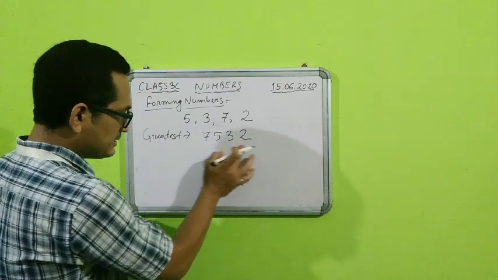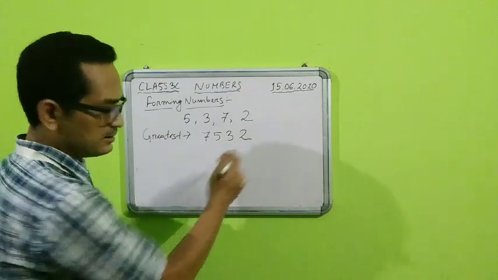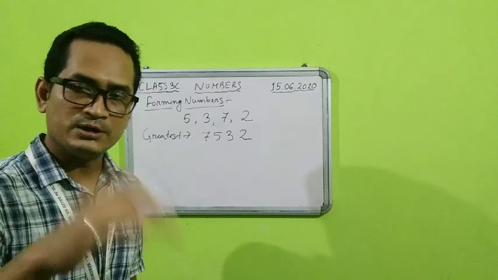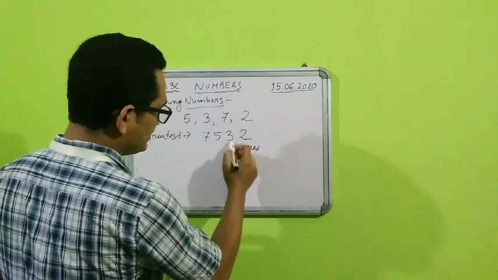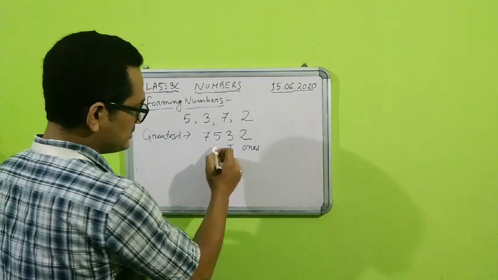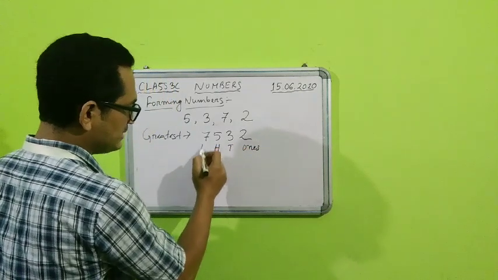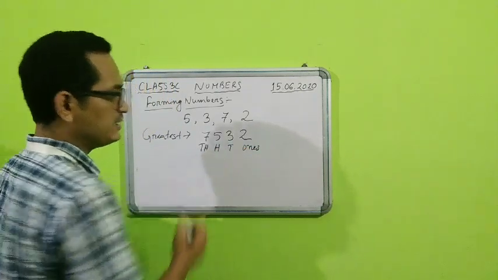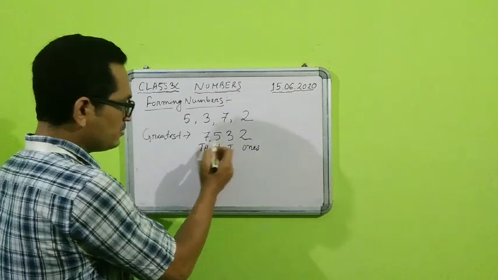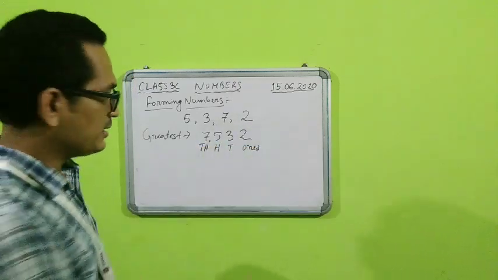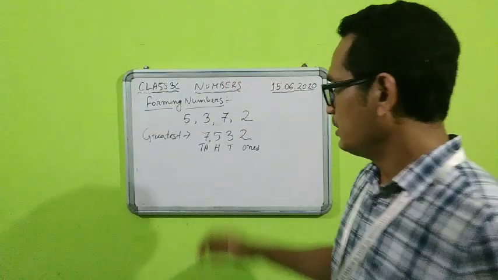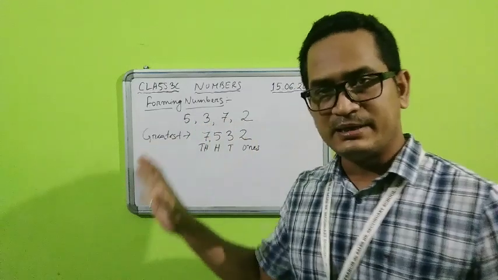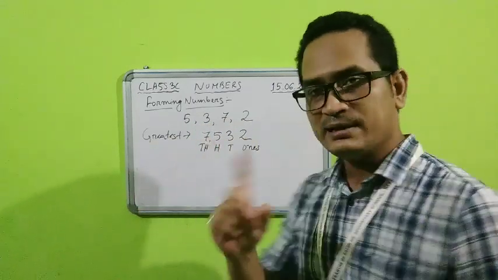Now students, let us put these digits according to the places. Now this 2 will be in the ones place, this will be in the tens place, this will be in the hundreds place, and this will be in the thousands place. Fine. So if I now read, the number will become 7,532. So I have found the greatest number using these 4 digits separately. Now I have made a single number.